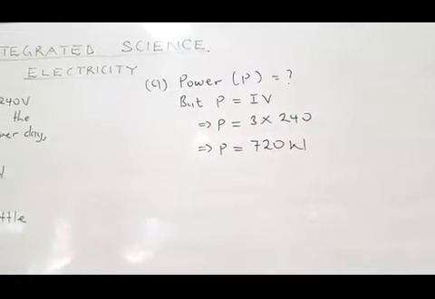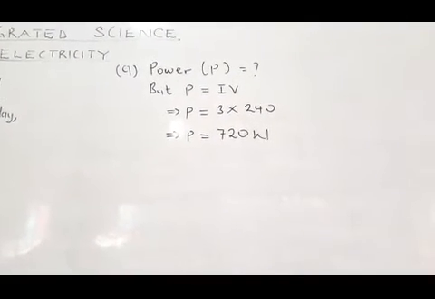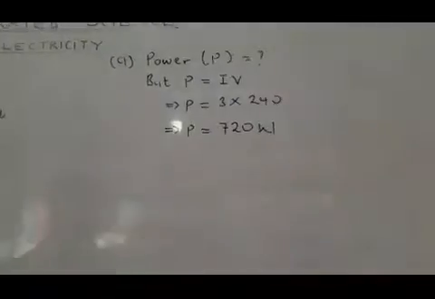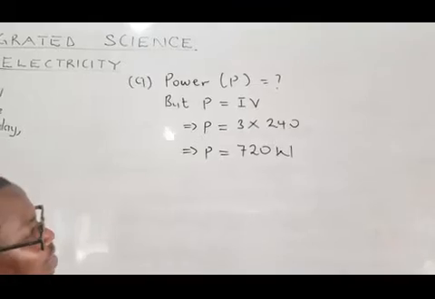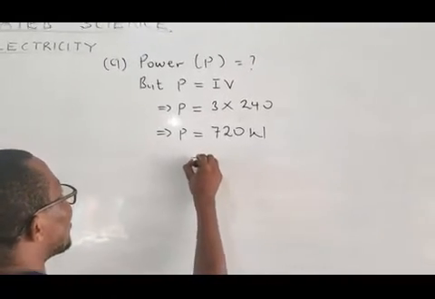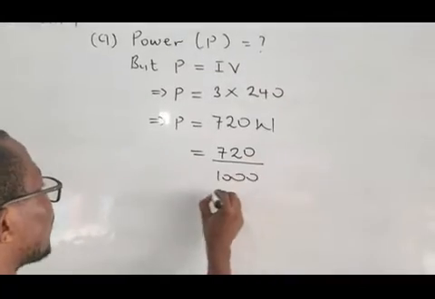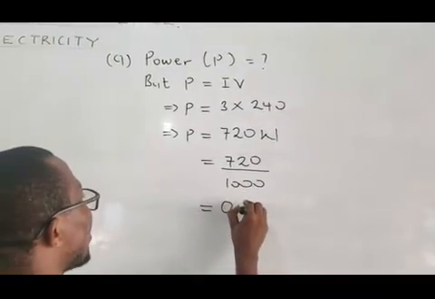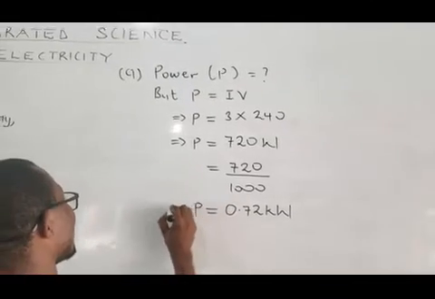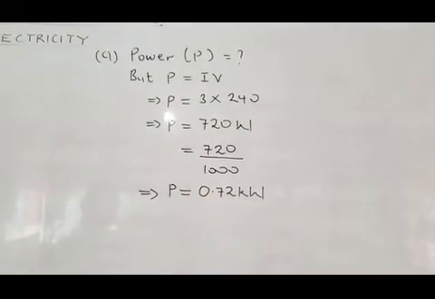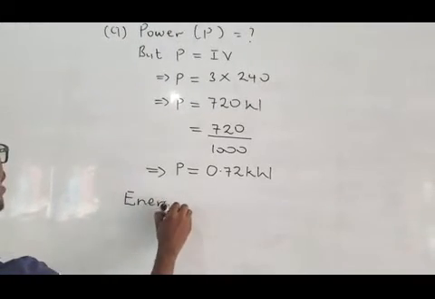Now, I've also said that in calculating for energy, which is in kilowatt hour, you've got to convert your power into kilowatts. So, how do you convert watt into kilowatt? As I say, divide it by 1,000. So, if you divide this by 1,000, that'll give you 0.72 kilowatts. So that is the power in kilowatt. So you can look for our energy now, our electric energy.